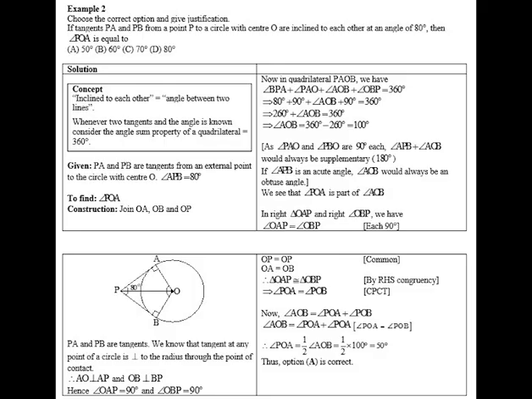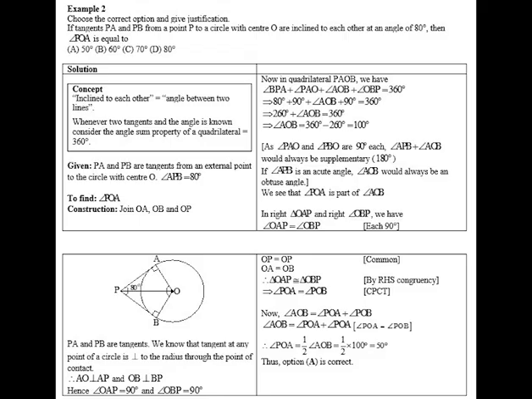Next example, if tangents PA and PB from a point P to a circle with center O are inclined to each other at an angle of 80 degrees, then find angle POA. Here, the angle between the two tangents is given. Whenever the angle between the two tangents is known, we use the angle sum property of a quadrilateral to find the remaining angle.